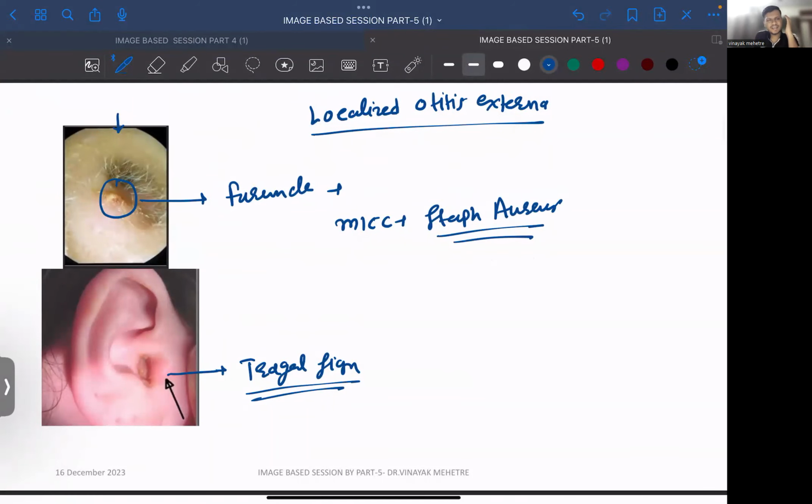Though it will not cause hearing loss, but okay, the examiner has given it. Which hearing loss will be seen in localized otitis externa? I told you, remember the first slide. External ear and middle ear: conductive hearing loss. Inner ear: sensorineural hearing loss.